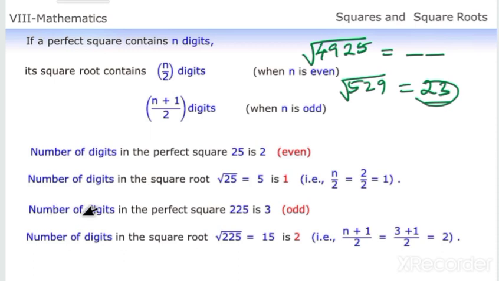Next, the number of digits in the perfect square 225 is 3, an odd number. So how many digits will be there in its square root? The number of digits in the square root of 225, which is 15, is 2. The formula is (n plus 1) by 2, that is (3 plus 1) by 2, you will get 2. 2 digits will be there in its square root. When the number of digits is odd, that formula we have to use to get the number of digits in the square root.